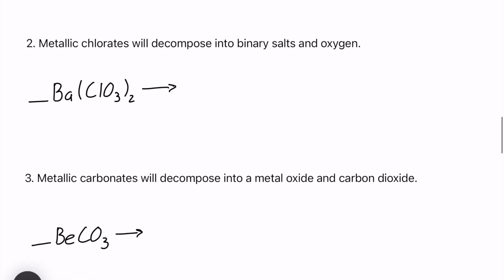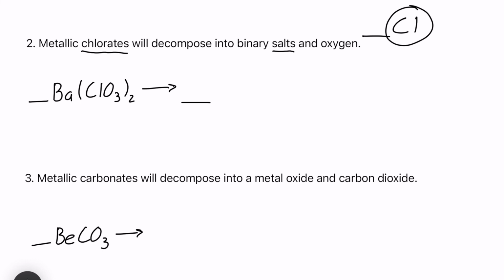Next up, metallic chlorates will decompose into binary salts and oxygen. A binary salt is basically just an ionic compound. In this case, whatever metal is in this species is going to be paired up with chloride, which is our anion, and our metal is going to be our cation.